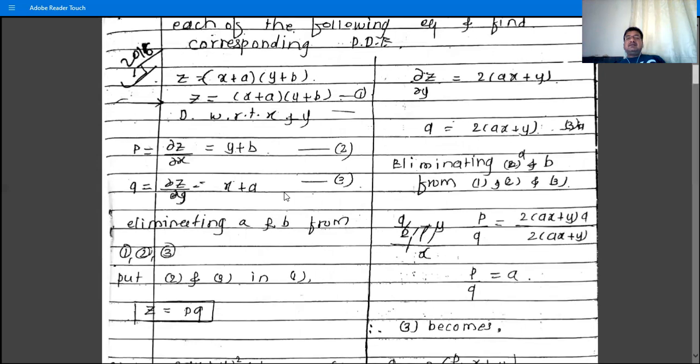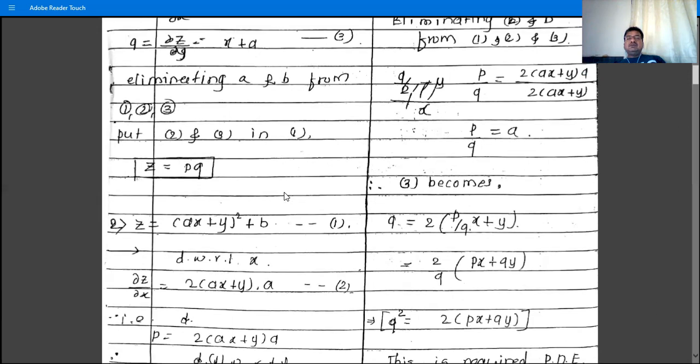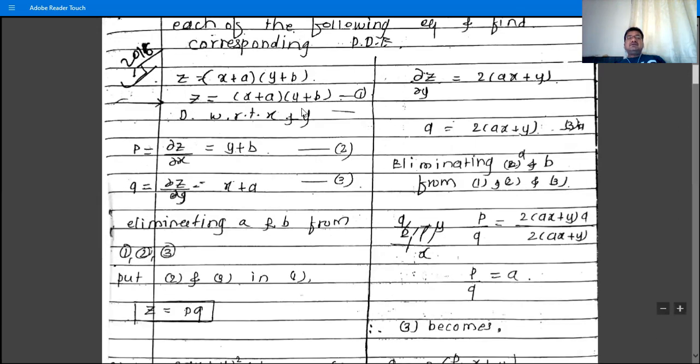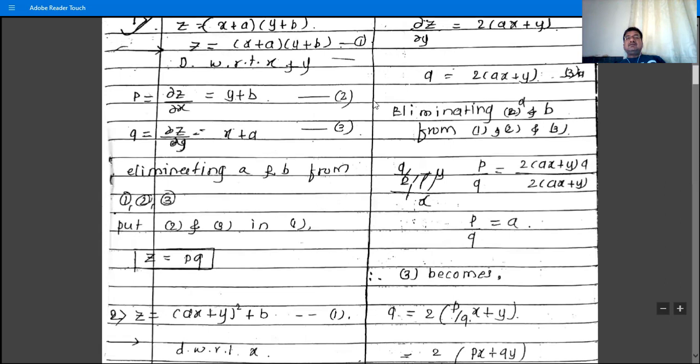If there is only one arbitrary constant, then differentiate only with respect to x. Here there are two arbitrary constants a and b, so differentiate with respect to x and y and eliminate those constants by adding or subtracting the two equations. We will see the remaining problems in the next lecture.